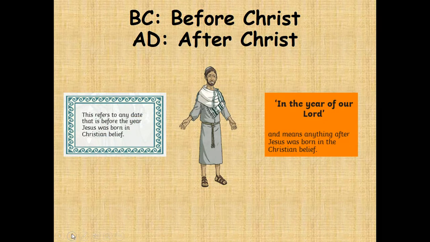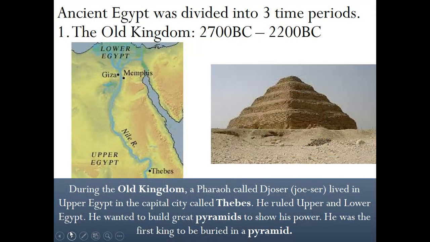So just to recap, BC refers to any date that was before the year Jesus was born in Christian belief. And AD means in the year of our Lord and means anything after Jesus was born in the Christian belief. So, ancient Egypt was divided into 3 time periods.